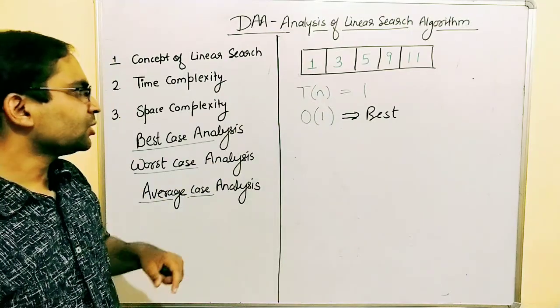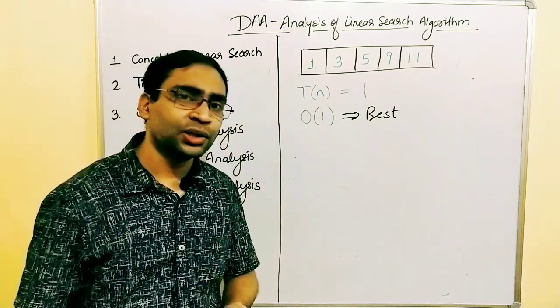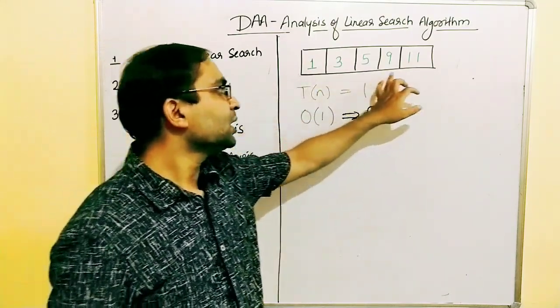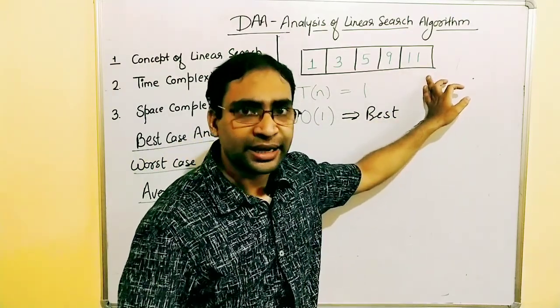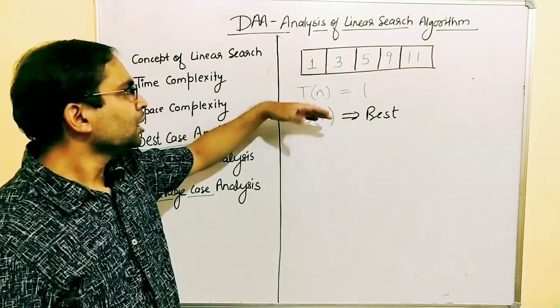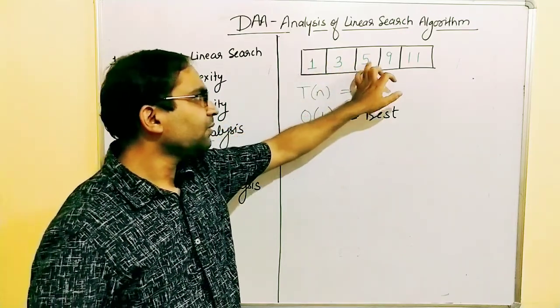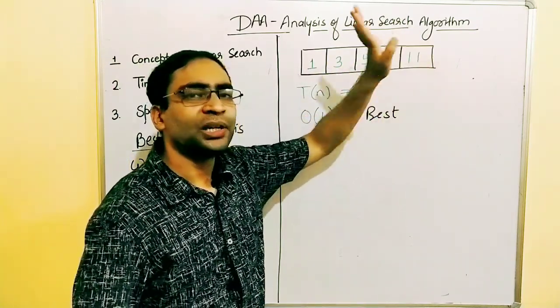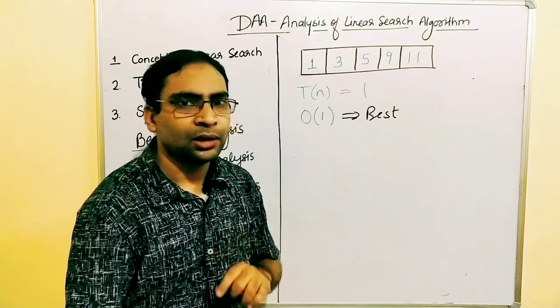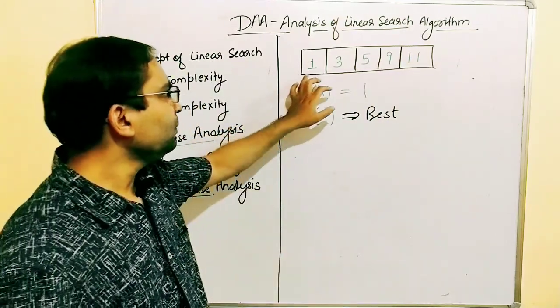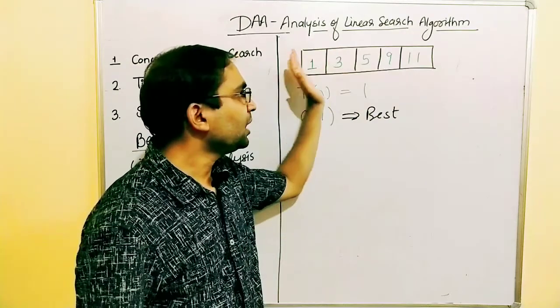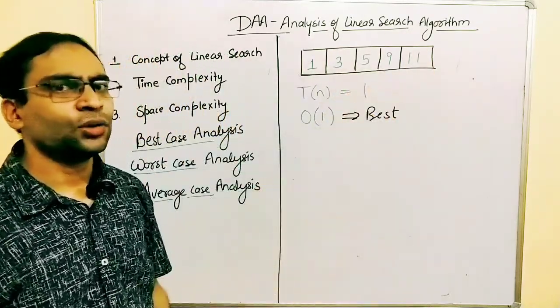And let's talk about the worst case. What could be the worst case? If the element to be searched is at the last index, we have to compare all the elements. First we'll compare with this, then with 3, then with 5, then with 9, and then with the last index. So obviously we need lots of comparisons. We need n comparisons, that is the size of the array.